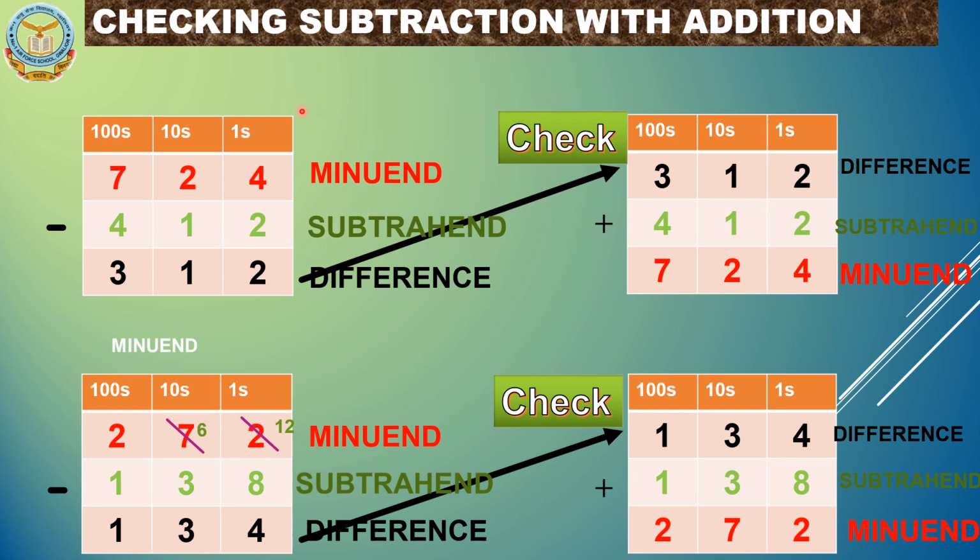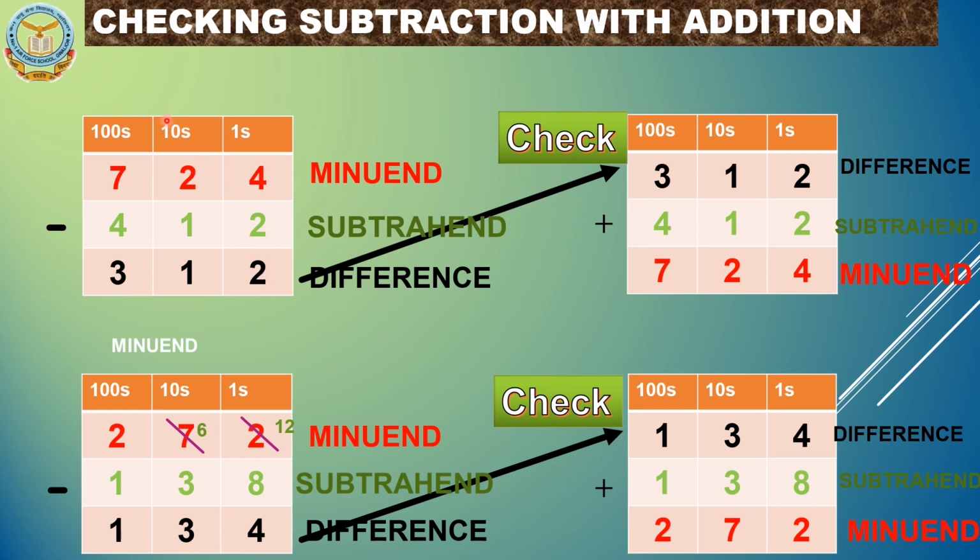Now let us check our subtraction with the help of addition through some examples. Let us take the first example. Subtract 412 from 724. 724 is our minuend and 412 is subtrahend. Start your subtraction from the ones place. See, in the ones place, 2 is less than 4. So we can easily subtract. 4 minus 2 is equal to 2.